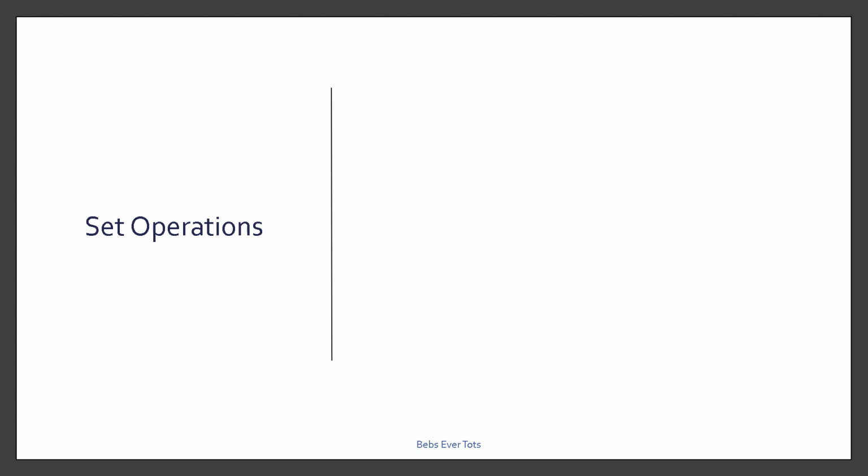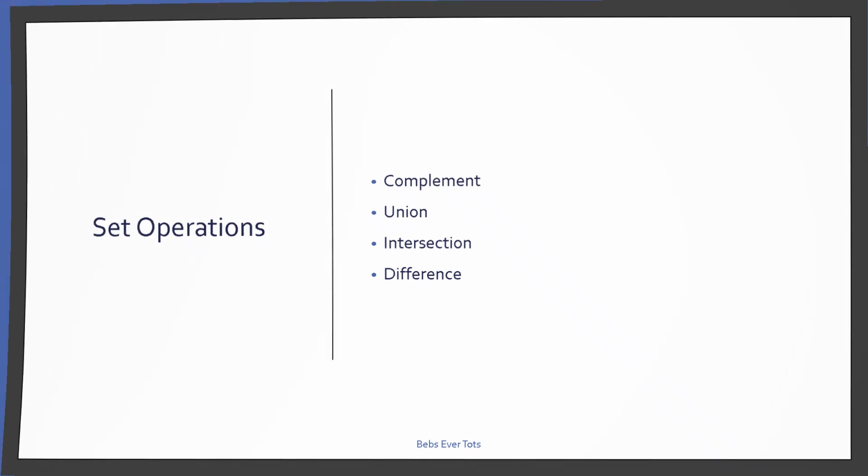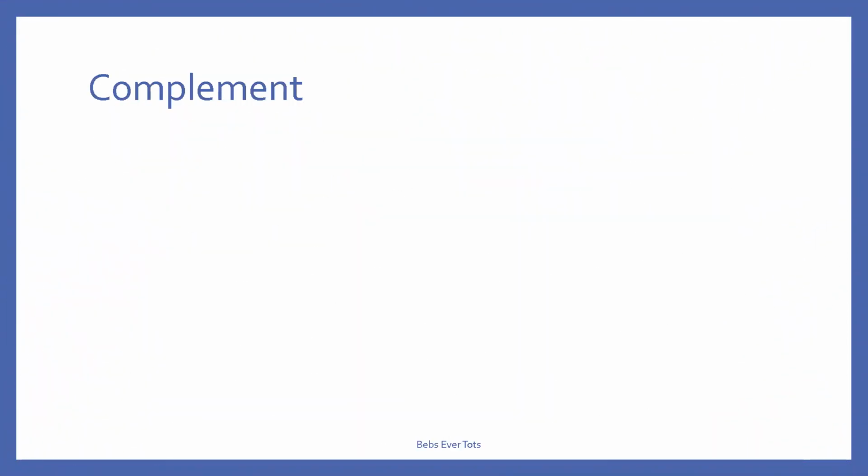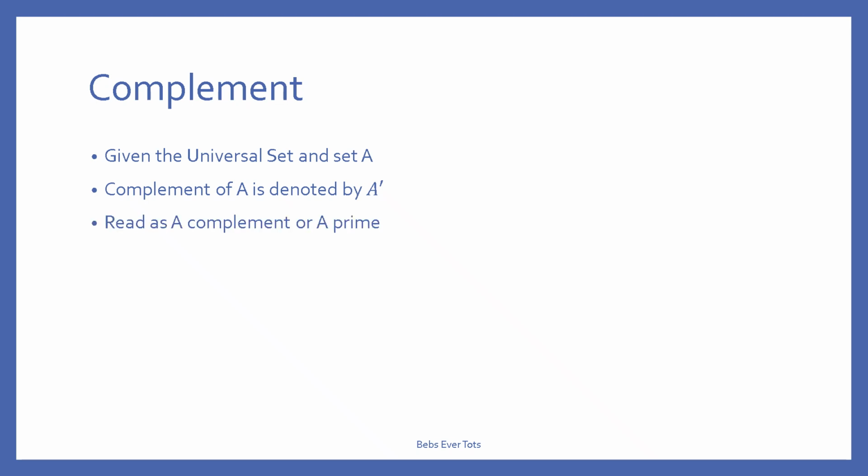Let's have now some set operations. The first one is complement. The others are union, intersection, and difference. Let's talk about complement. Given a universal set and set A, the complement of A is denoted by A prime, so read as A complement or A prime. Let's go now to an example of this one.